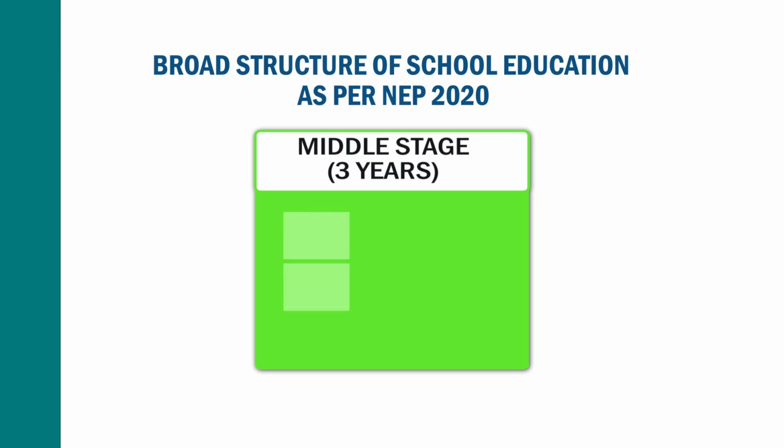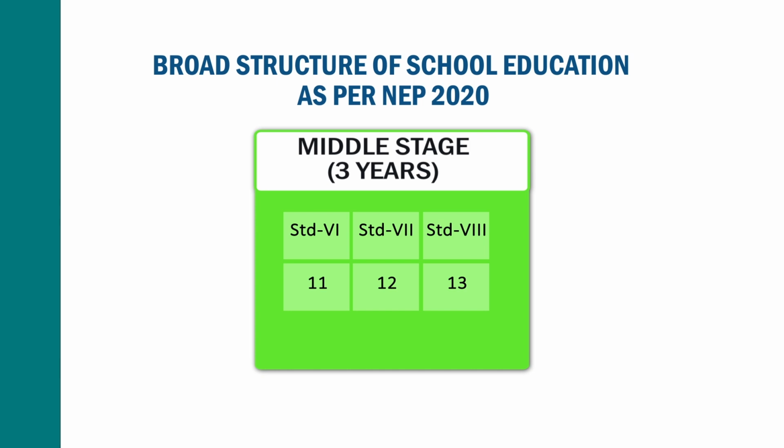And further, the middle stage is also again 3 years of schooling. That includes class 6th, 7th and 8th, just like the upper primary stage in the earlier system of education. Here for standard 6th, 7th and 8th, the age appropriation starts at the age of 11 of the child and continues till the age of 13. That means at the age of 11, the child will be in class 6th. Then at the age of 12, the child will be in class 7th. And at the age of 13, the child will be in class 8th.